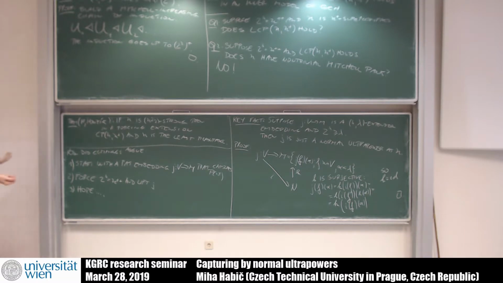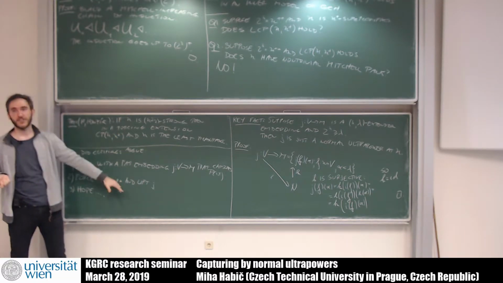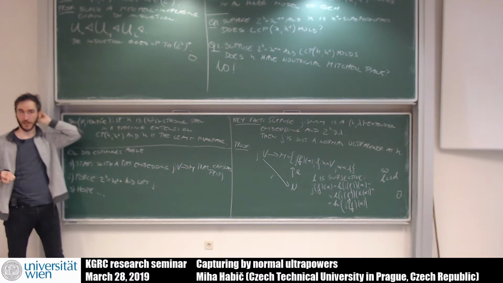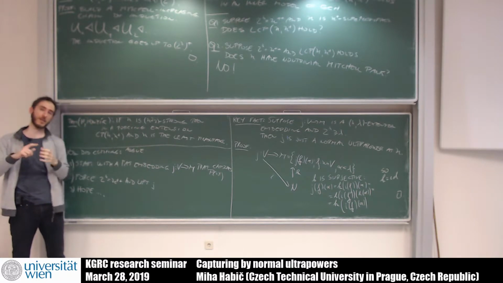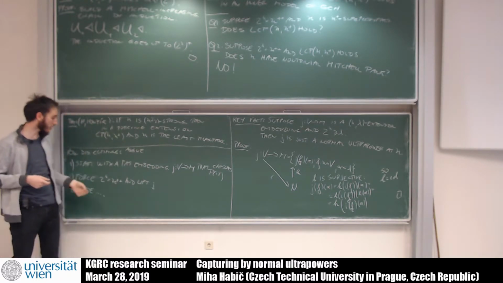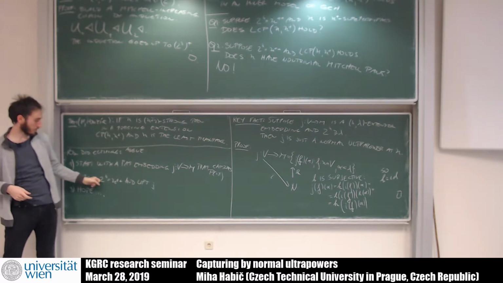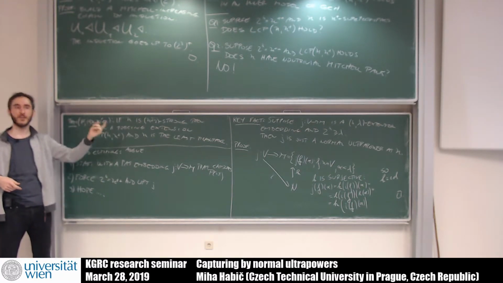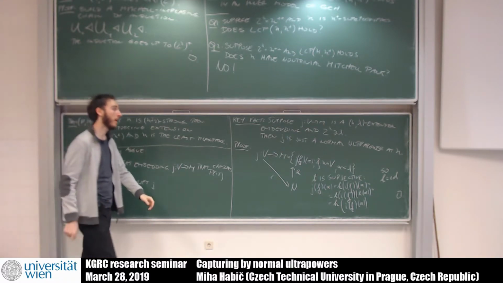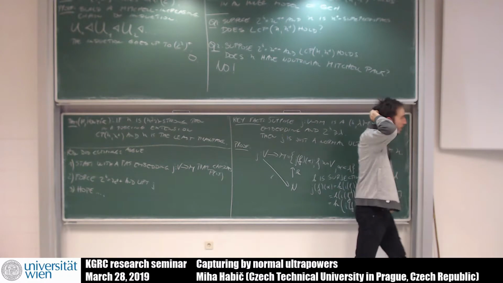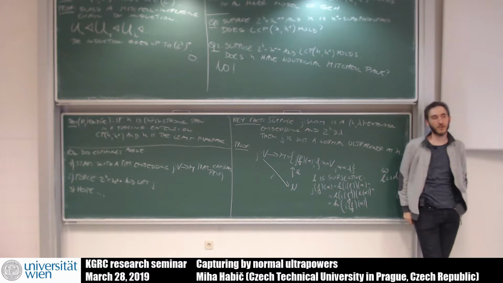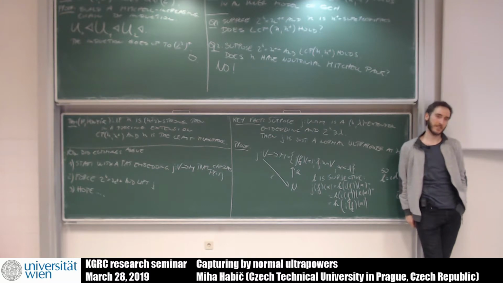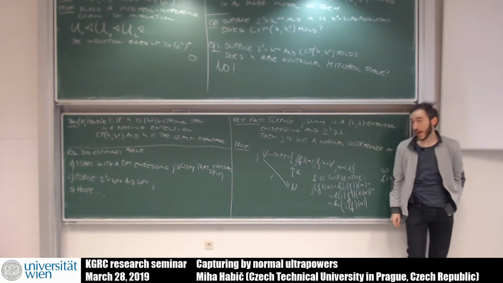So maybe I can't just do this first and then make kappa the least measurable on top of that. I'll kind of have to do this and make kappa the least measurable at the same time. So I'm going to do some iteration where I'm going to blow up the continuum function and also kill measurables below kappa at the same time. But if you think about this, you realize very quickly that when you kill measurables below kappa, you better not do it with objects of size kappa plus. Okay, and why is that?